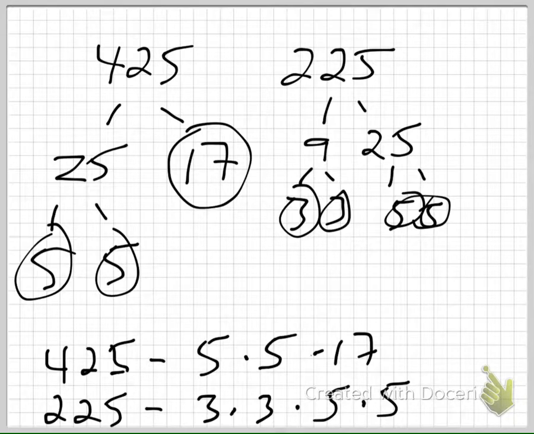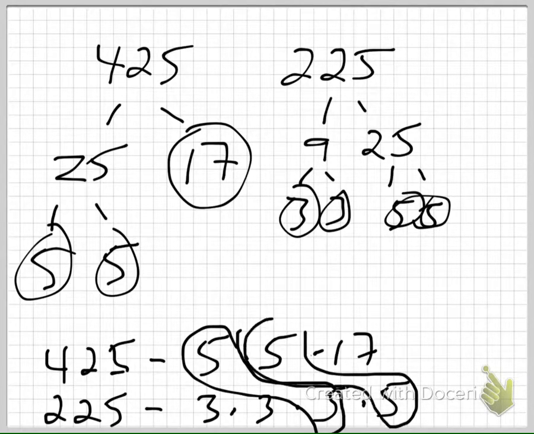Here's how you do this. Find me the common prime factors of both. I have a 5 here, and I have another 5 here. Do you see what I'm talking about? Those are the two common prime factors. What is 5 times 5? 25. Guess what the greatest common factor of 425 and 225 is? 25. Does that make sense?